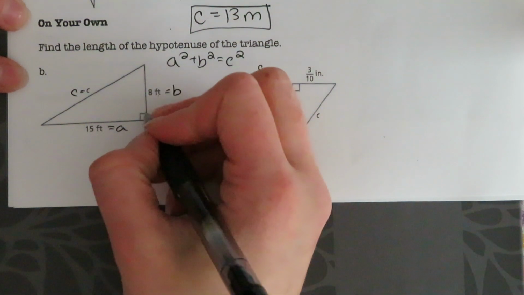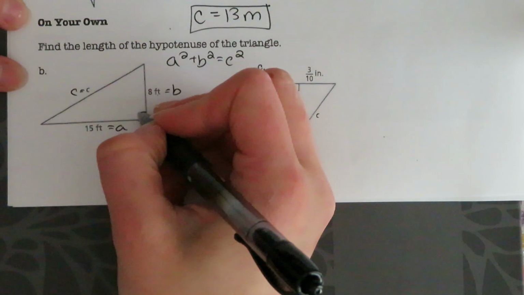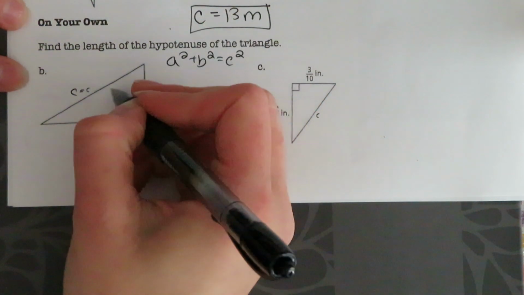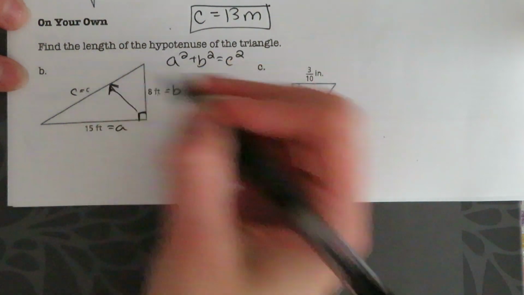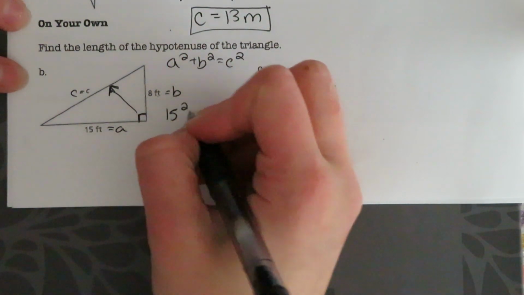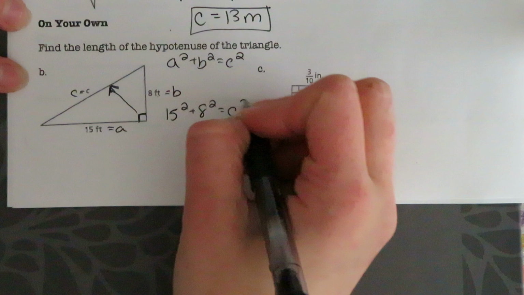This is the only one that matters. C is always opposite of the right angle. You can look at it this way, that this right angle is kind of pointing to the hypotenuse, if that helps you visually. All right, so we have 15 squared plus 8 squared equals C squared.